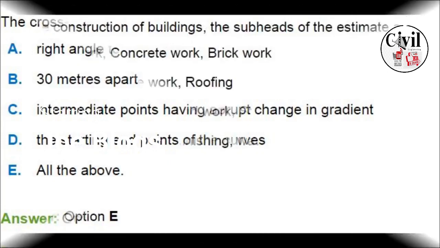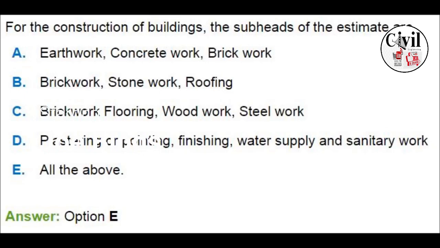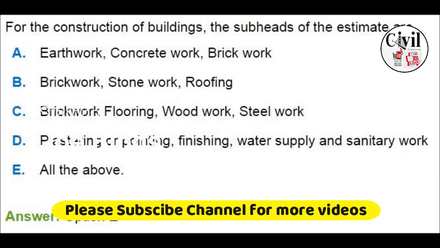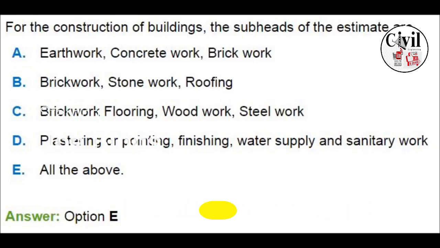Okay, so let's move to the next one, which is for the construction of buildings, the subheads of the estimates are earthwork, concrete work, brickwork, stonework, roofing, flooring, woodwork, steelwork, plastering or pointing, finishing, water supply, and sanitary work. So actually, subheads of the estimates is taken in all of these kinds of work. So E is the correct answer.